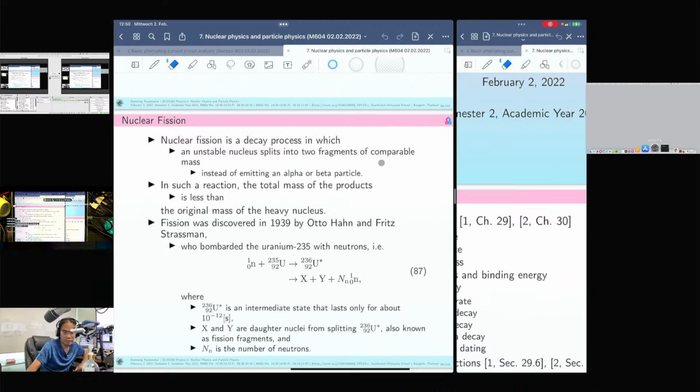Yeah, the big nuclei, as you know, they are not stable at all. So when the time goes by, they are trying to have more stable status, and nuclear fission is one of the result of those unstable nuclei. Okay.